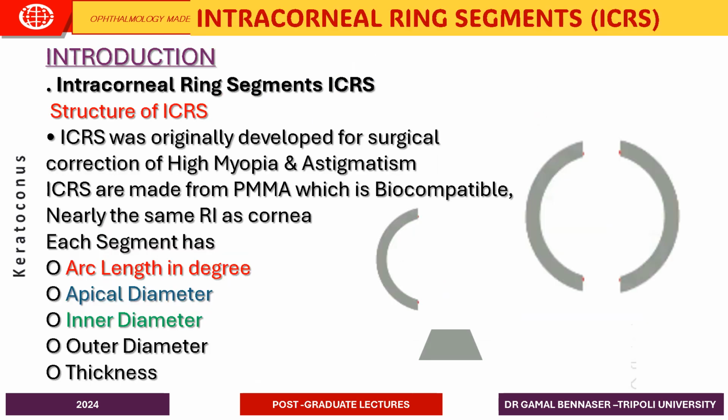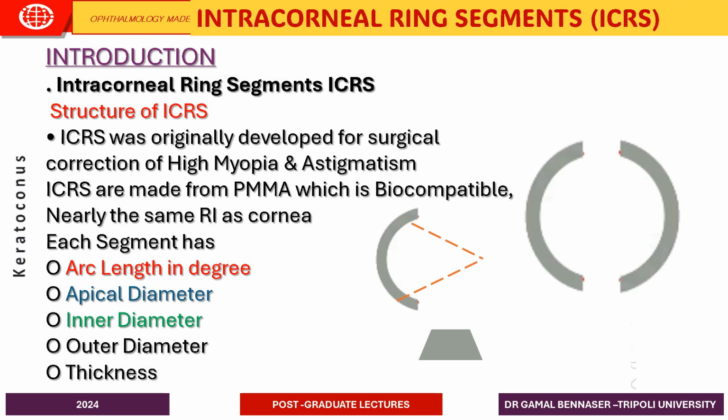The intracorneal ring segments or the intrastromal corneal rings were originally developed to manage myopia, and then also started to be used in the management of astigmatism. That's why it has great application in the management of keratoconus. They are made primarily from PMMA materials, which are highly biocompatible and have nearly the same refractive index as the cornea. The measurements of the segment are as follows. We have the arc length, which is measured in degrees, from 90 degrees, 60 degrees, and so on. And this length is very important to contribute to the power of the segment.